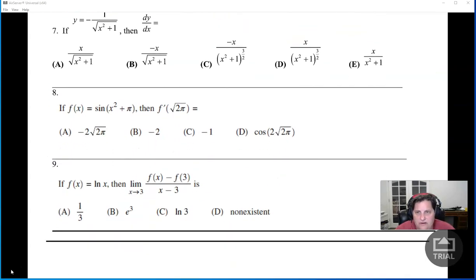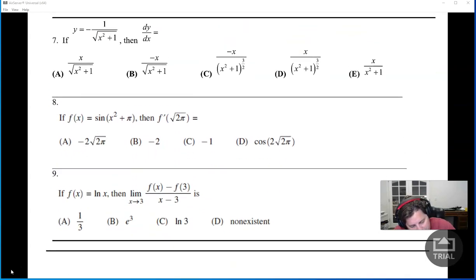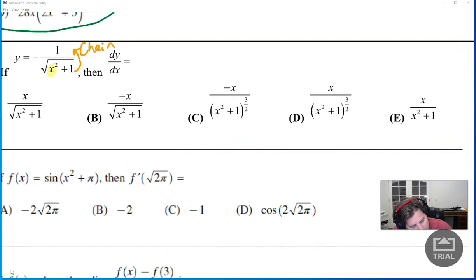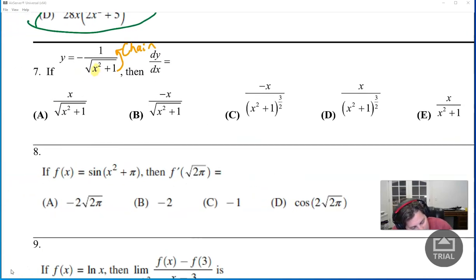For number 7, I think I will probably also do this as a chain rule, because remember, if there's only an x on the bottom and not the top, chain rule is a little easier to do. Let me rewrite my original problem. I don't have a ton of room here, but I'll rewrite it right here. It's going to be negative 1, and as I bring that up, it's (x squared plus 1) to the negative 1/2. So all I did right here was rewrite. I haven't done anything yet. Now I'm going to do a chain rule.